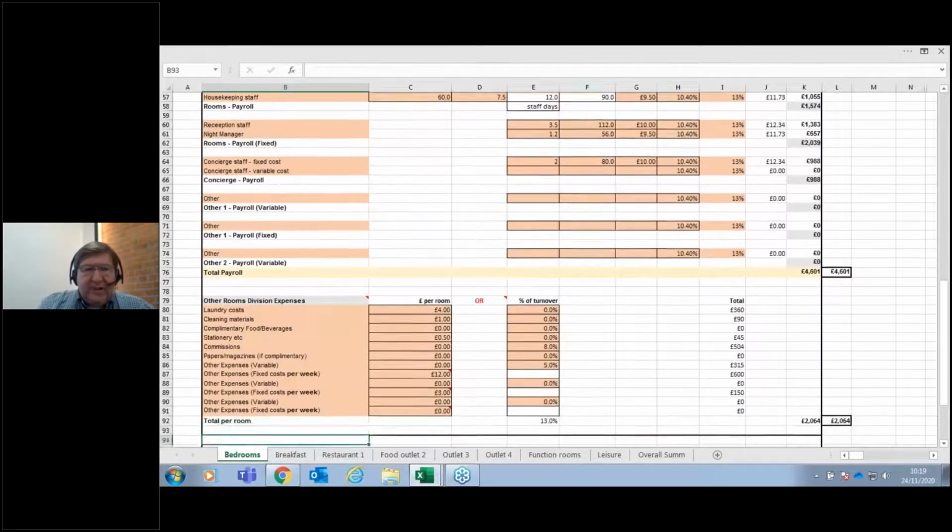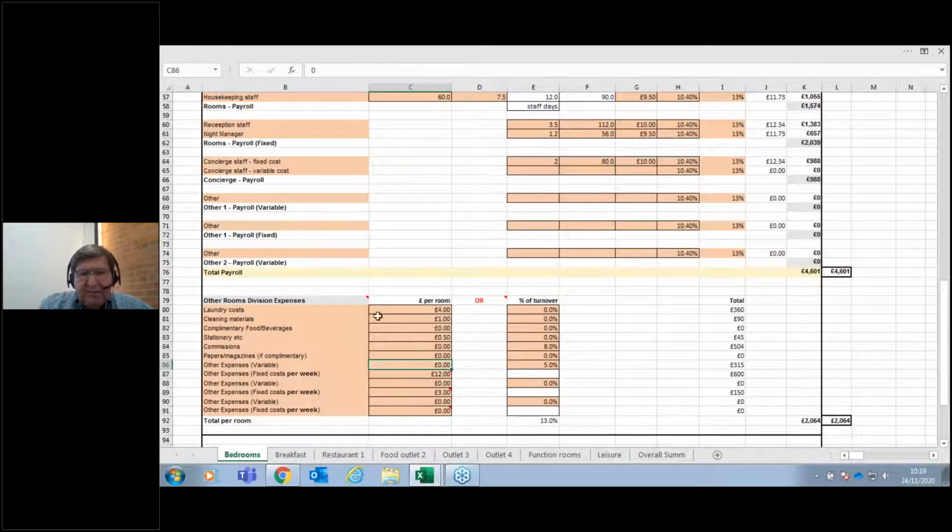Then the only other thing you need to do is enter some room expense details. And you can either do this as a cost per room, or you can do it as a percentage of turnover, whichever way you typically calculate it, or the information you have to hand. So in this case, we're making an assumption that the laundry costs are £4 a room, the cleaning materials are £1 a room, and so on.